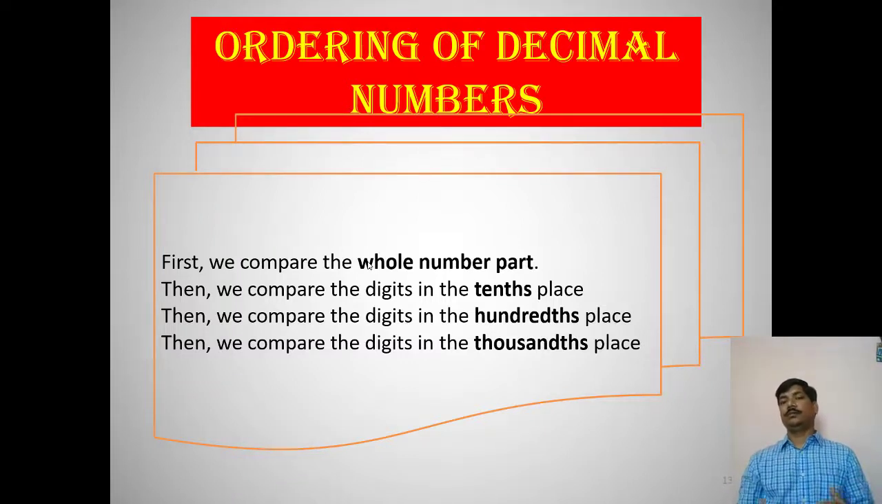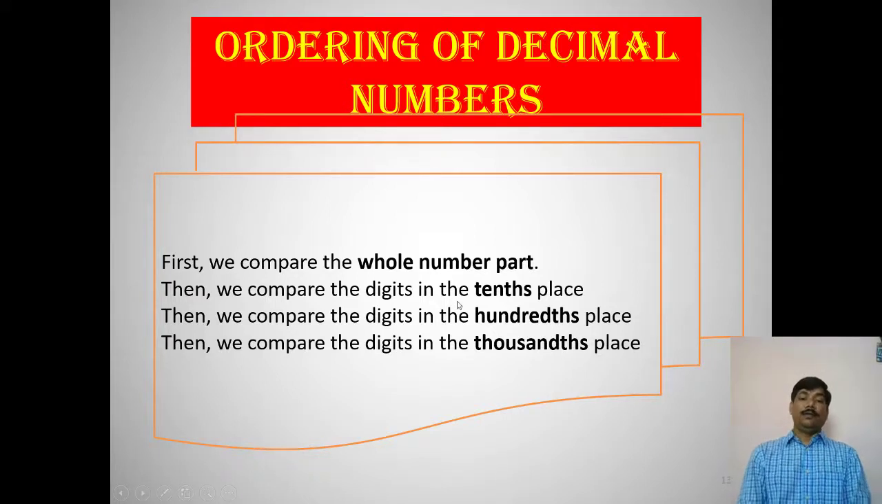Now we are going to compare decimal numbers. To compare decimal numbers, we have to keep in mind: first we compare the whole number part. Then we compare the digit in the tens place. If not able to compare, then we'll compare the digits in the hundredth place. If we're not able to compare, then we'll compare the digits in the thousandth place.